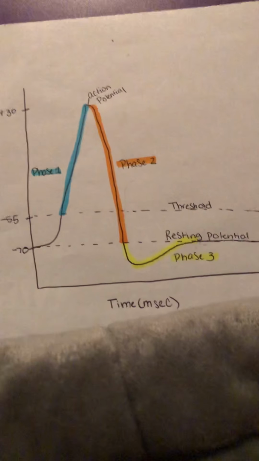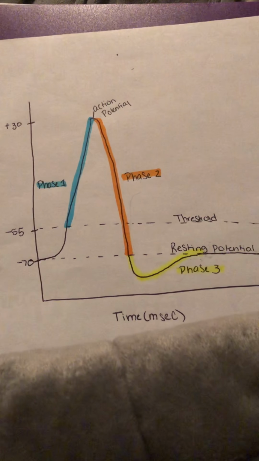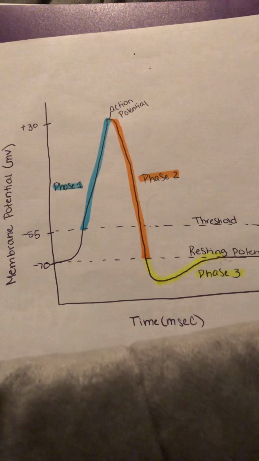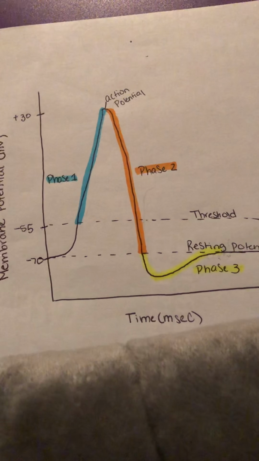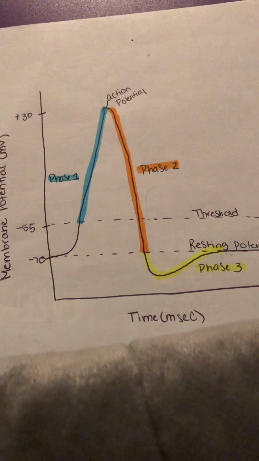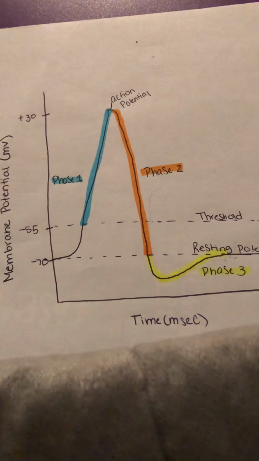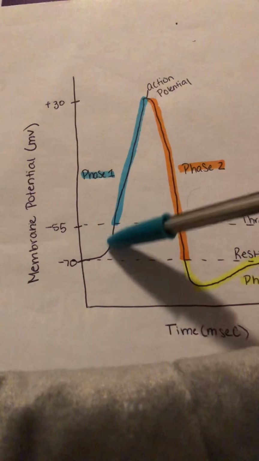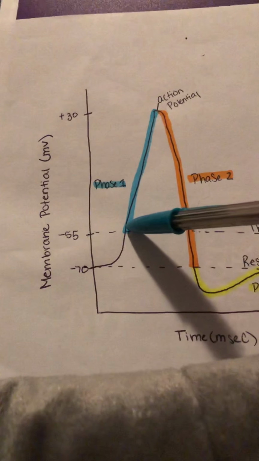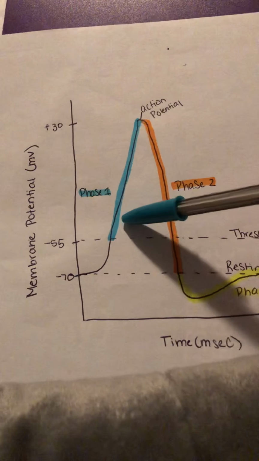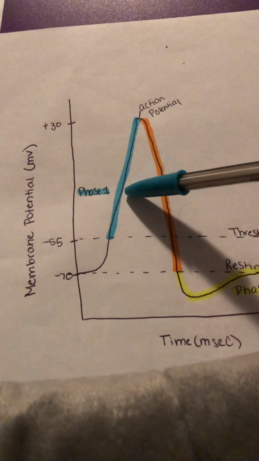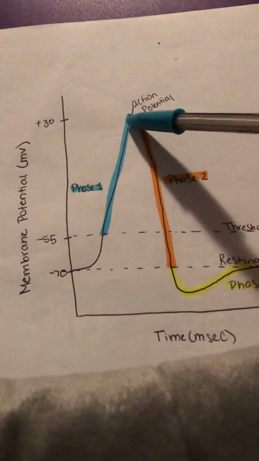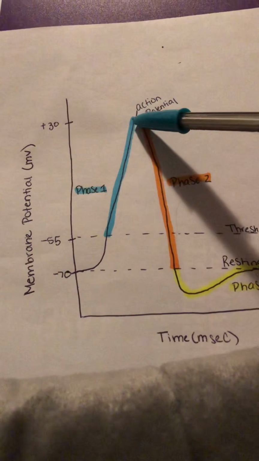Now this can also be shown on this graph here. So threshold is reached by sodium ions being released into the cell by ligand-gated channels. Sodium lessens the difference between the inside and outside of the cell and brings the membrane potential to negative 55 millivolts. So in phase 1, we have already reached negative 55 millivolts, and sodium ions are being released by ligand-gated channels and depolarizing the membrane. And when it hits positive 30 millivolts, an action potential is then created.